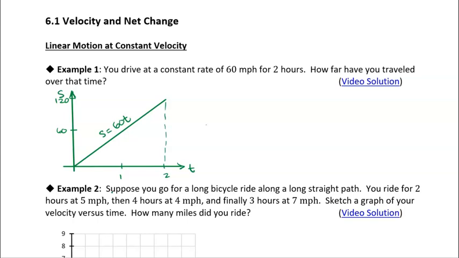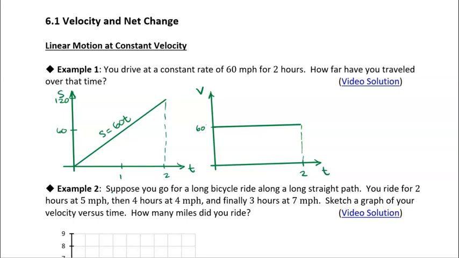Now I want to do one more thing, because like I said, we're looking at how we can take information about velocity and get information about the displacement. So I'm going to graph velocity versus time. Now that sounds like it wouldn't be very interesting. Here's 60 miles per hour, over 2 hours, let's say. What does that look like? Well, we're driving at a constant rate, so the velocity doesn't change. It's just a horizontal line. That's a constant velocity.